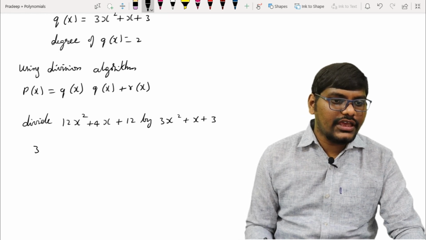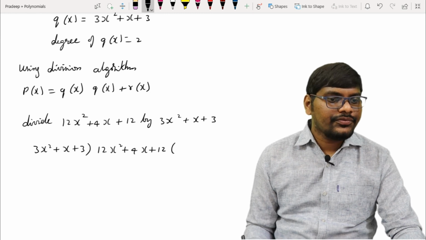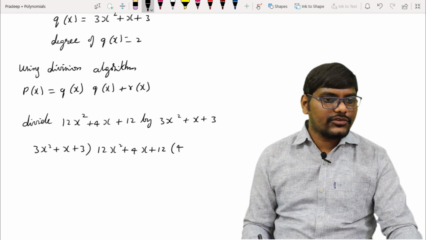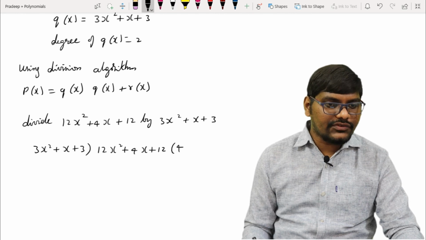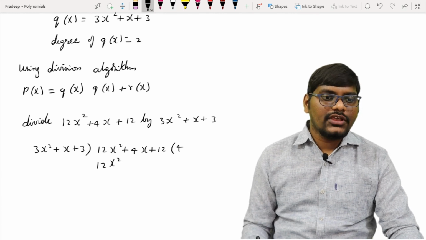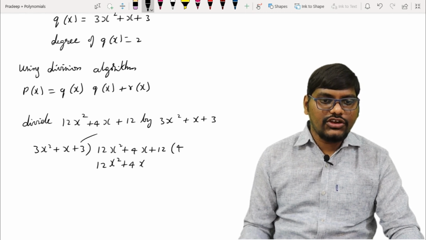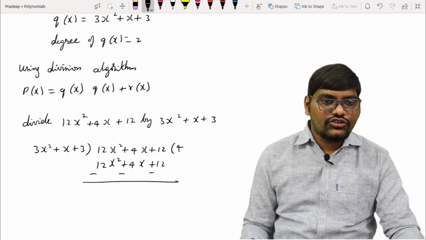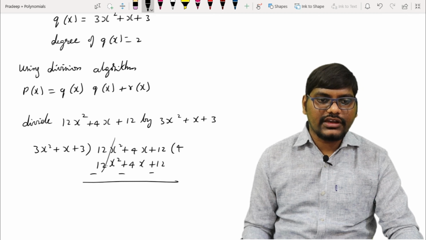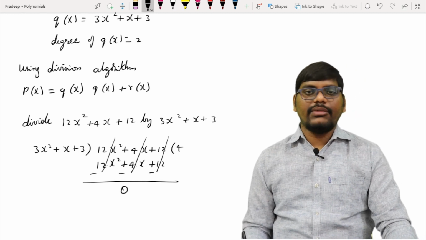So let's do this. 3x square plus x plus 3, and this is 12x square plus 4x plus 12. If I take 4 here, x square and x square, 3 fours are 12, that is 12x square. So I multiply this also: x into 4 is 4x, and 3 into 4 is 12. Let's change the signs, minus minus. So 12x square minus 12x square gets cancelled, 4x minus 4x, and 12 minus 12, everything got cancelled. We got the remainder as 0.